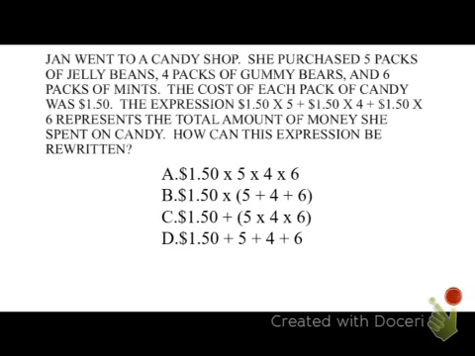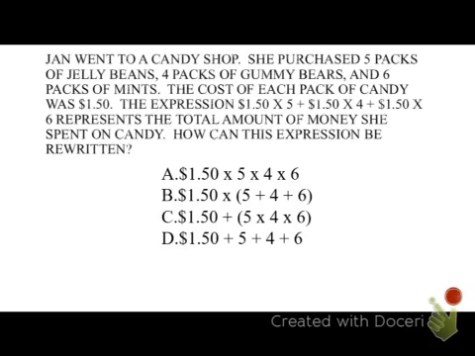Our next question states, Jan went to a candy shop. She purchased 5 packs of jelly beans, 4 packs of gummy bears, and 6 packs of mints. The cost of each pack of candy was $1.50. The expression 1.50 times 5 plus 1.50 times 4 plus 1.50 times 6 represents the total amount of money she spent on candy. How can this expression be rewritten?